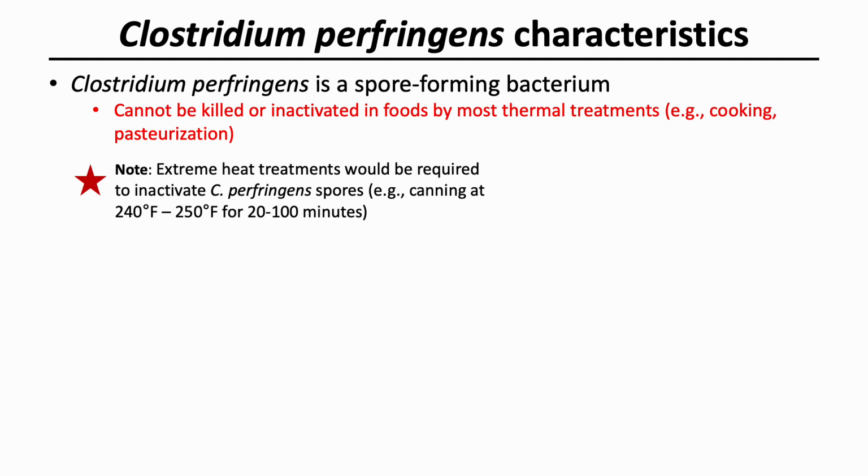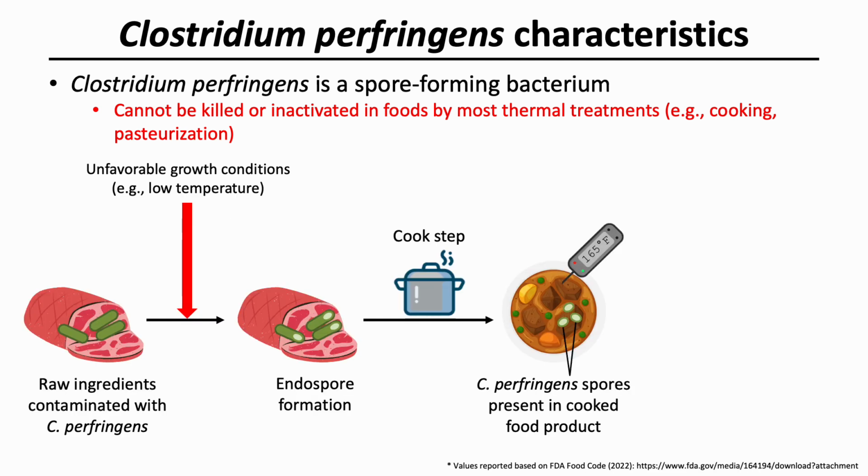Although it should be noted that some more extreme heat treatments, such as canning at temperatures exceeding 240 to 250 Fahrenheit for 20 to 100 minutes, can effectively inactivate C. perfringens spores. So, for example, if raw ingredients such as raw beef are contaminated with C. perfringens, then C. perfringens spores can still potentially be present in a cooked food product after a cook step is applied, even if the cooked food reaches an appropriate internal temperature.